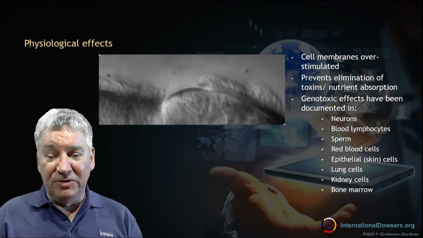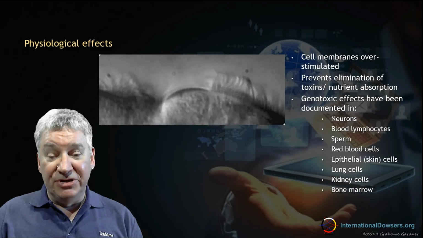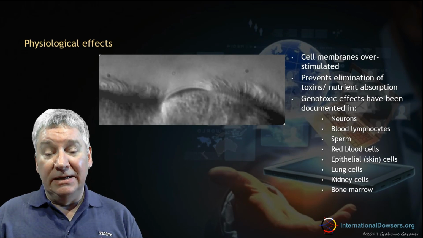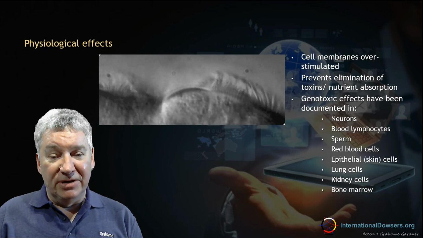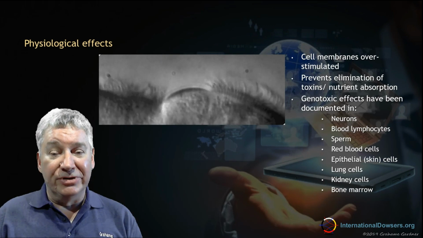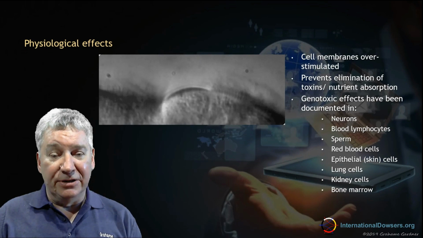Now, the effects of these pulse microwaves are both physiological and psychological. And you see in the picture here the cilia, the hairs of a cell vibrating, and the pulse microwave signals interfere with this. So cell membranes become overstimulated, which prevents their elimination of toxins and nutrient absorption, most of which happens when you're sleeping as your immune system is repairing itself.